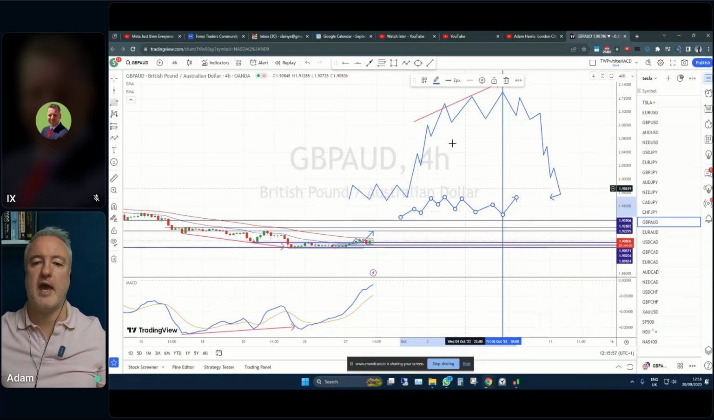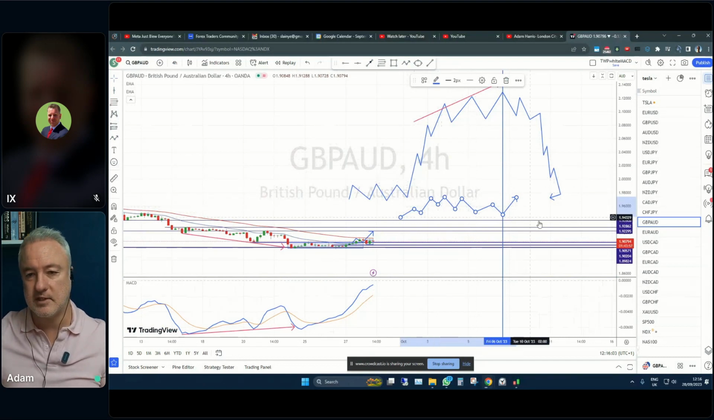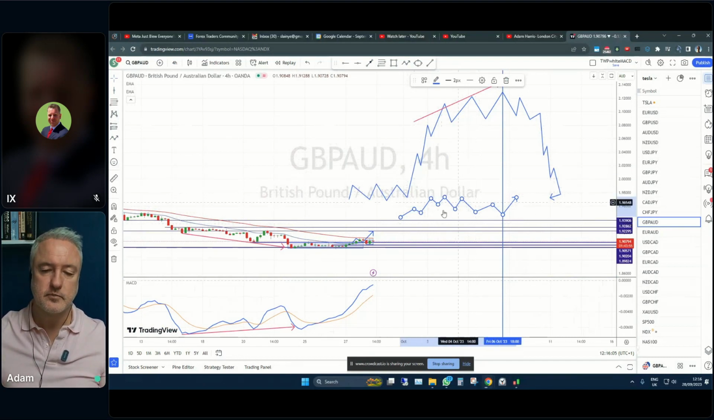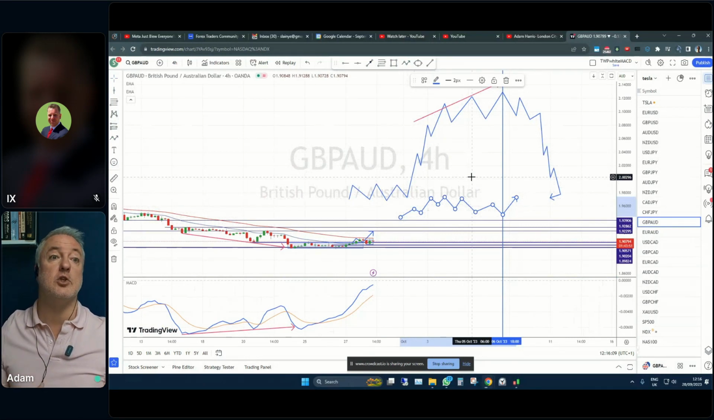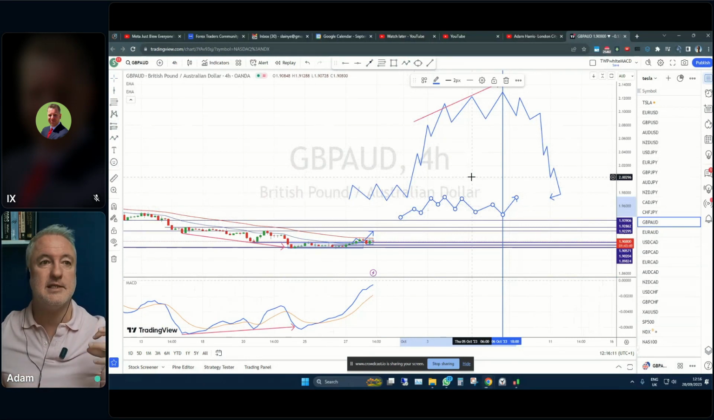We get this weird patch where this is still producing higher highs, but this is producing lower highs, and it's called bearish divergence. So it's diverging away from price. And this is a very reliable indicator that a market is losing steam. It is not saying to you it's going to change direction necessarily.